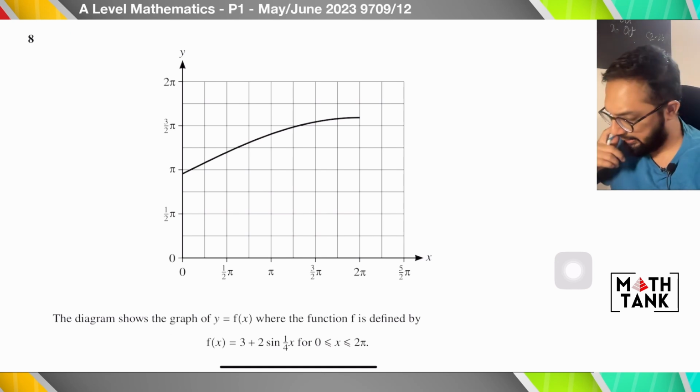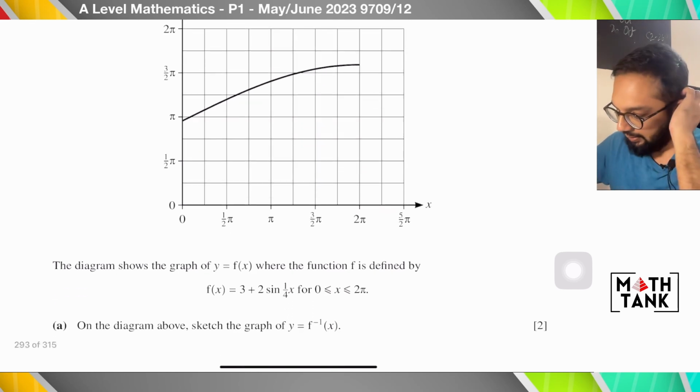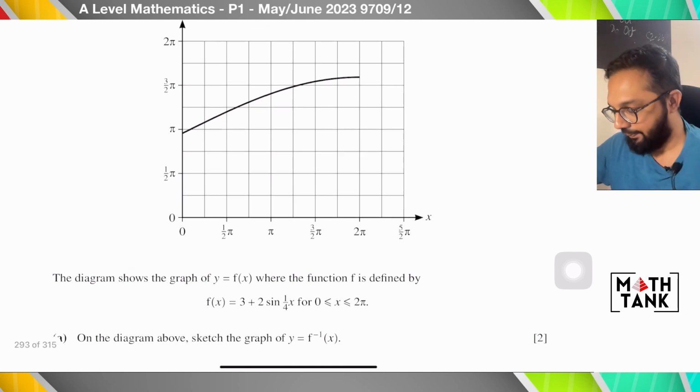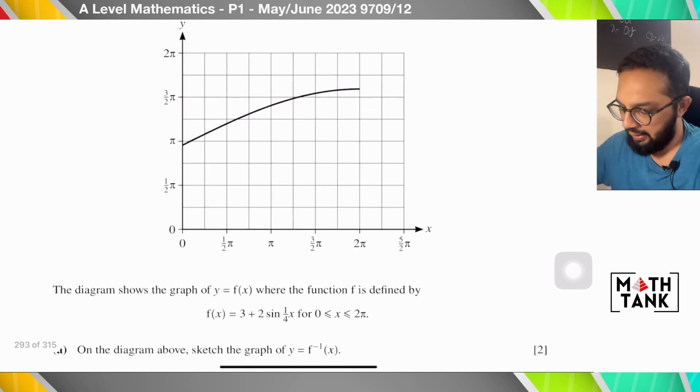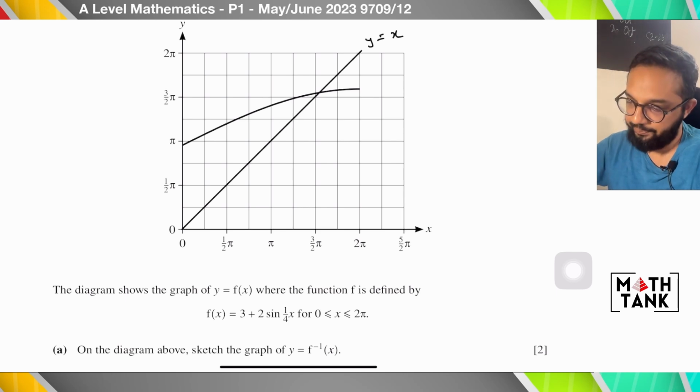Next question is the graph of y equals f of x, where the function f is defined by this. Okay, so I see a lot of transformations happening. On the graph, draw the sketch of y equals f inverse of x. So I think that's easy. What you should do first is to draw your line y equals x, even if it's not asked. Makes the question easier. So I'm going to draw this line y equals x.